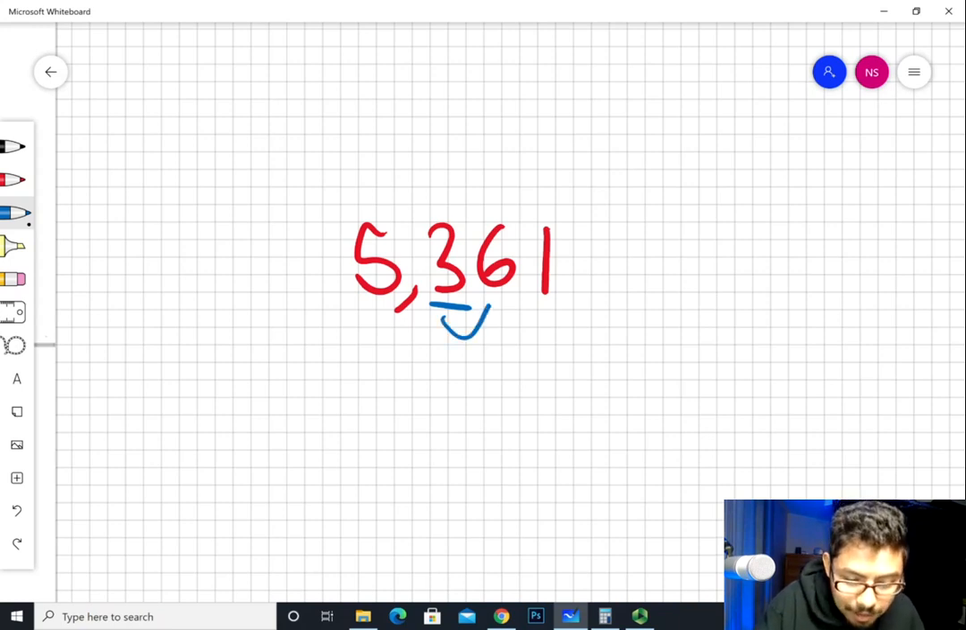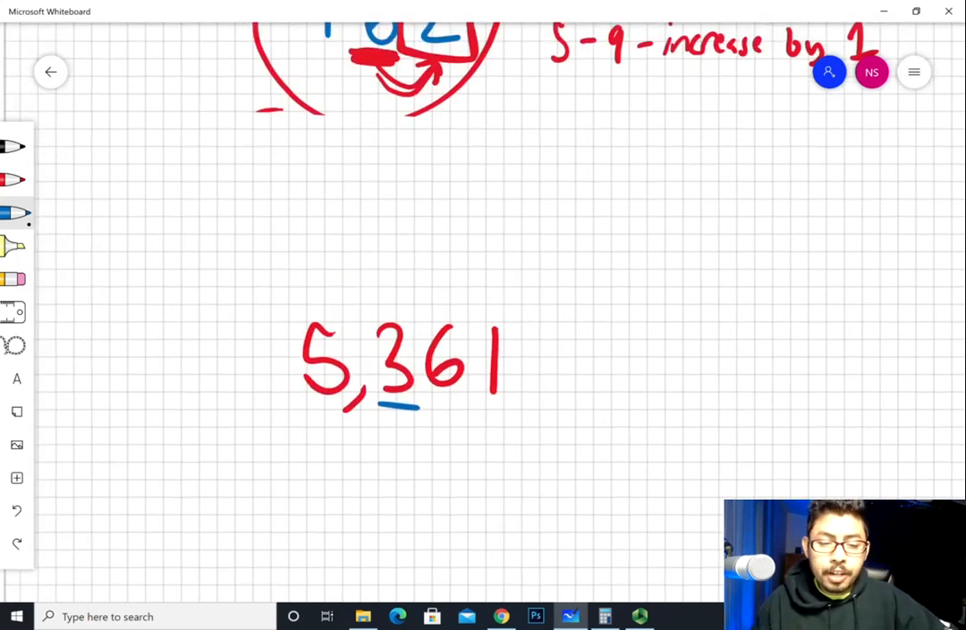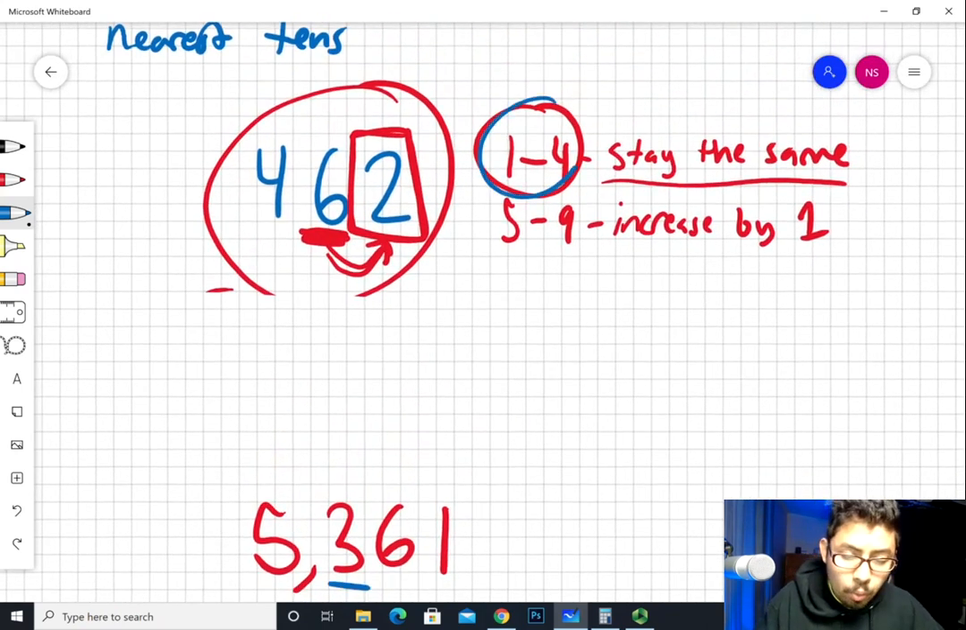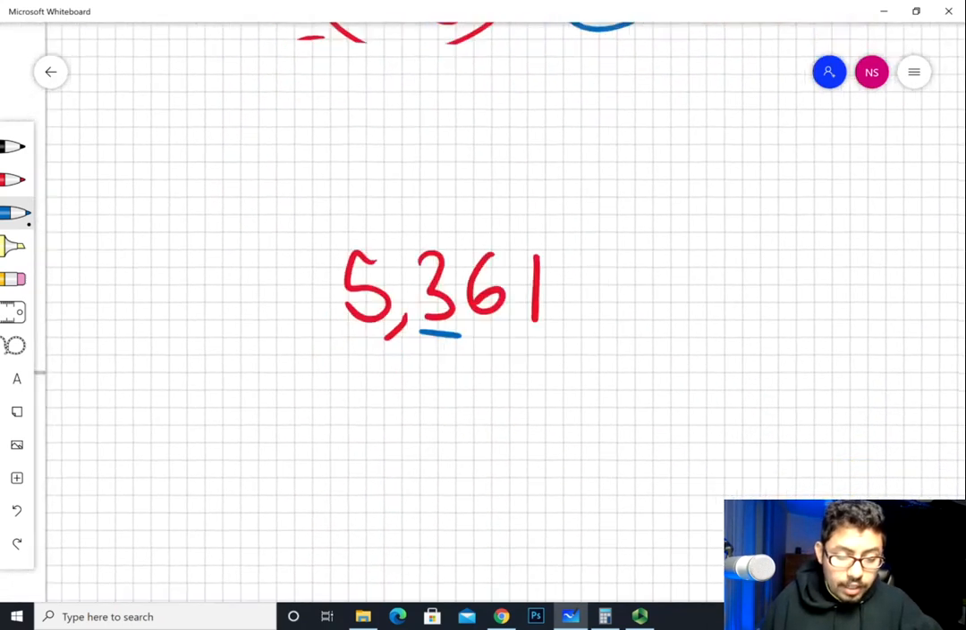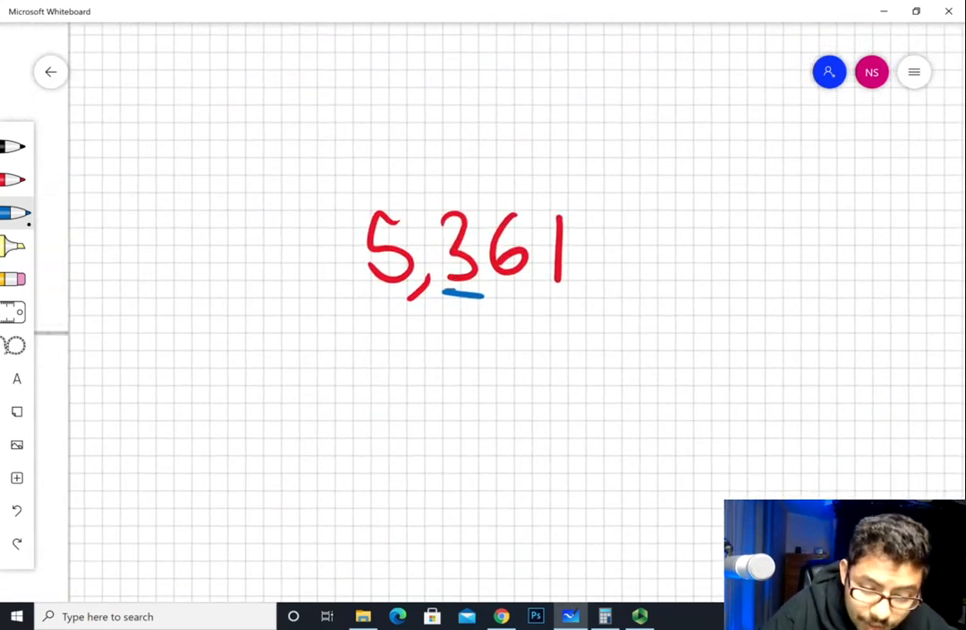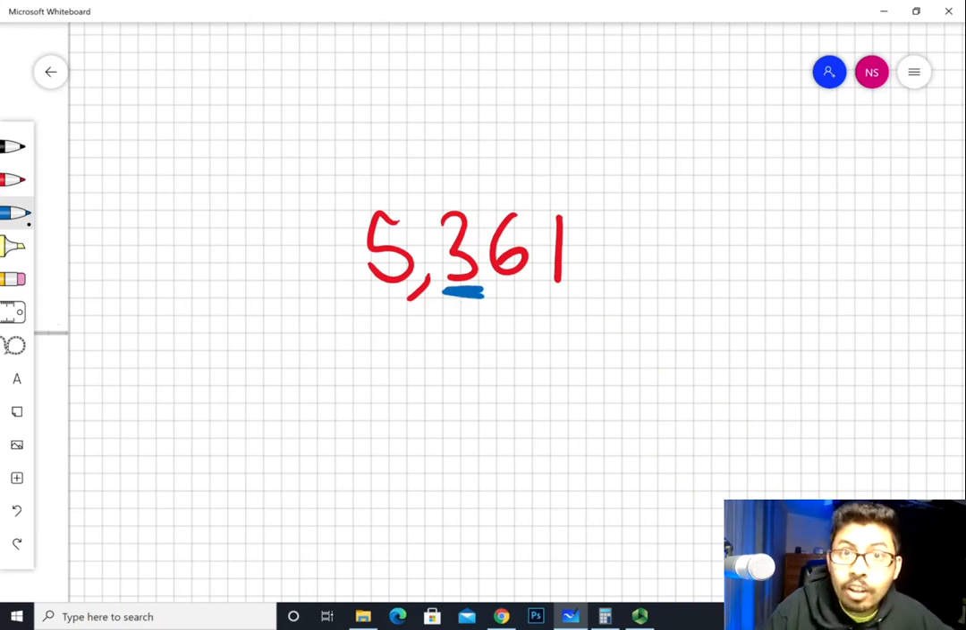Look to its neighbor to the right. It's a 6. What rule does it fall under? If you forgot our rule, let's come back here. Does it fall under my 1 to 4 or my 5 to 9? Well, it's a 6, so obviously it falls under my 5 to 9 rule, which means my place value, the hundreds spot, needs to increase by 1. So this 3, that's the hundreds spot. I check this neighbor to the right.